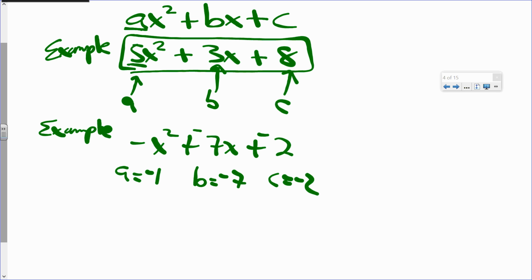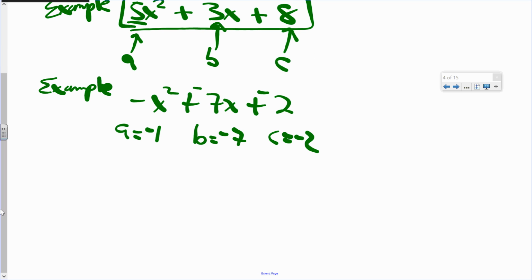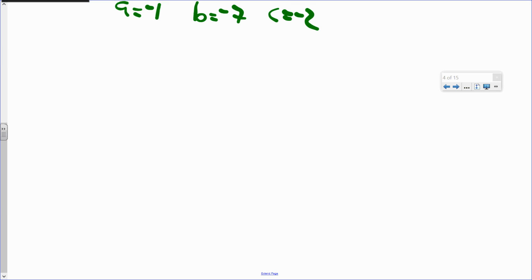So where are we at? Let's see. So we got standard form. Now, here we go. How to factor.